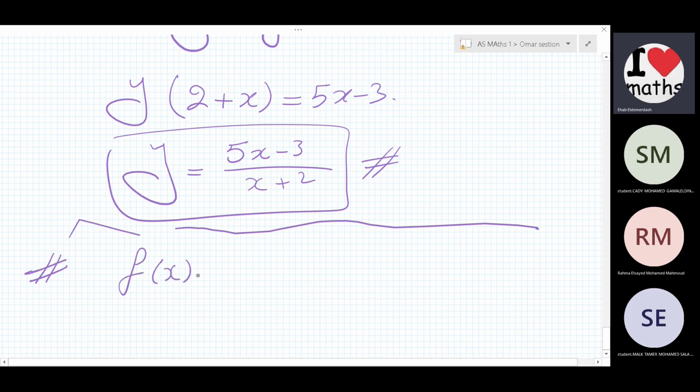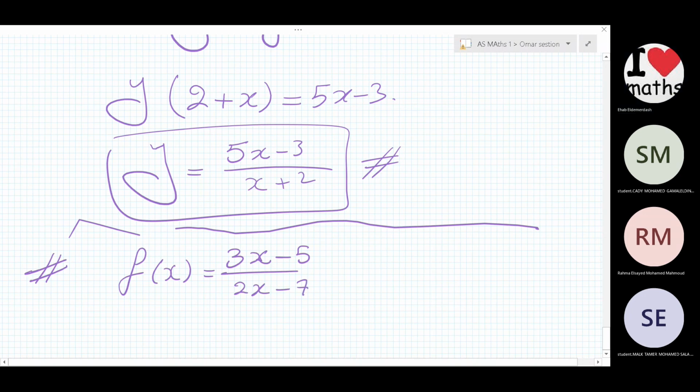If I said f of x is equal to 3x minus 5 over 2x minus 7. يلا.